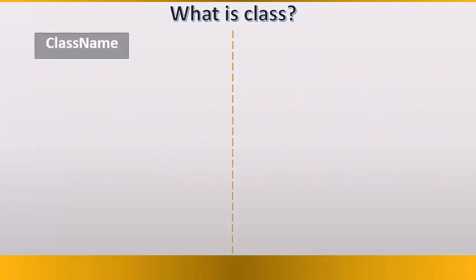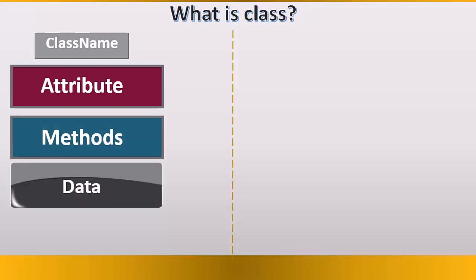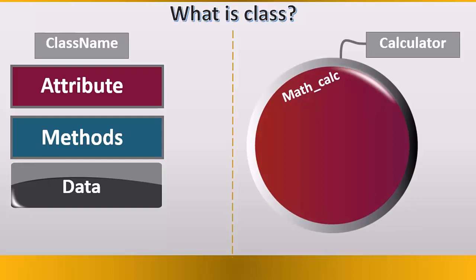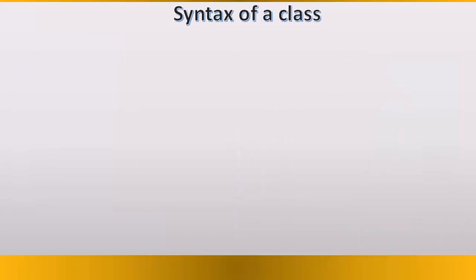A class has a name, an attribute, and methods to operate on data. An example of a class name is a calculator class, and it can have an attribute of a math calculation. It also can have an addition method to add numbers together, and you can pass 3 and 2 as data to that method to be operated on later on. This module of explaining class is called encapsulation module.